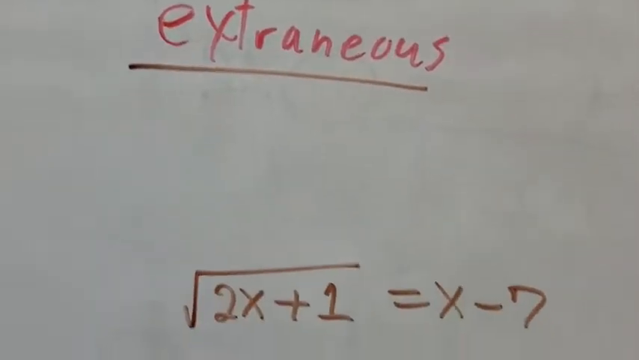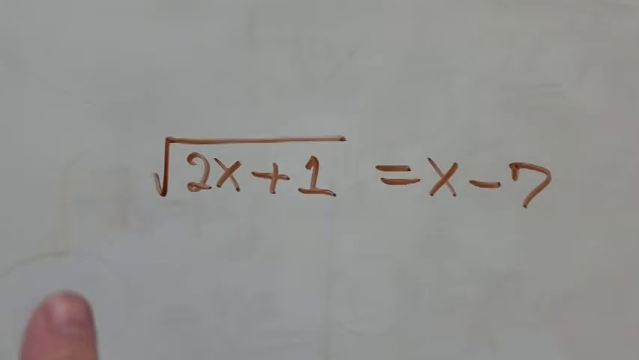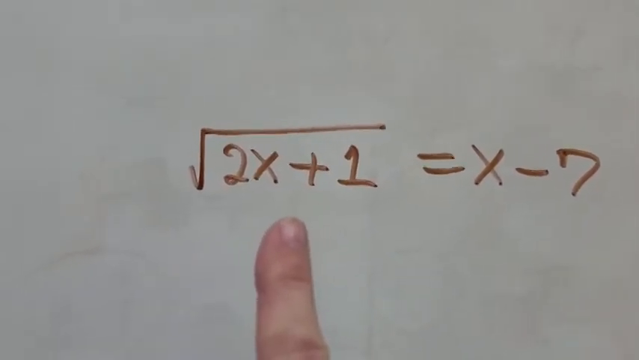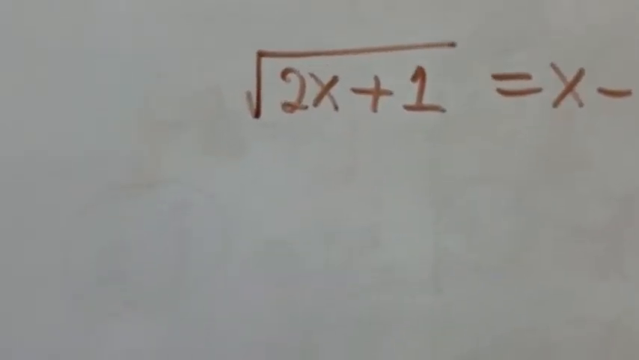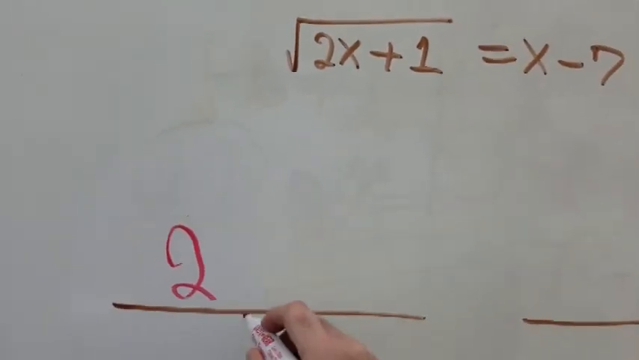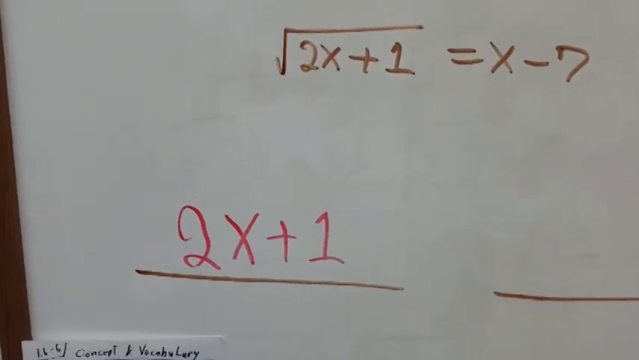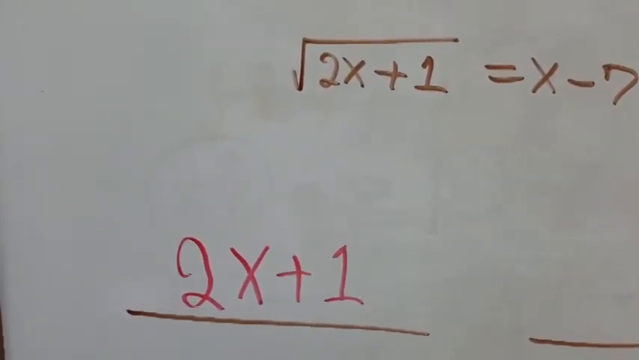The next question says, consider this equation. What happens when you square the first side over here? What answer do you get? Well, if you square a radical, you just get that number there. Right? The radical goes away. You square it and the radical goes away.